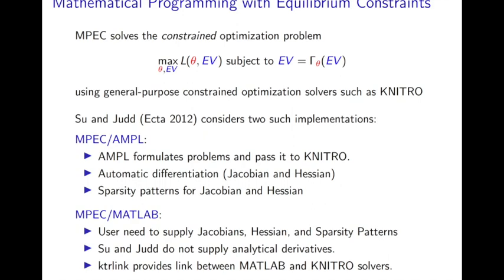AMPL is a high-level programming language that formulates a problem, much like GAMS for those of you who know that software used to solve general equilibrium models. It formulates the problem in a high-level way and then passes the mathematical problem to a solver, say for instance Knitro or CONOPT or other solvers for constrained optimization problems. One of the nice things about that implementation is that it has automatic differentiation of Jacobians and Hessians, and it automatically also utilizes the sparsity patterns of the Jacobians and the constraints.